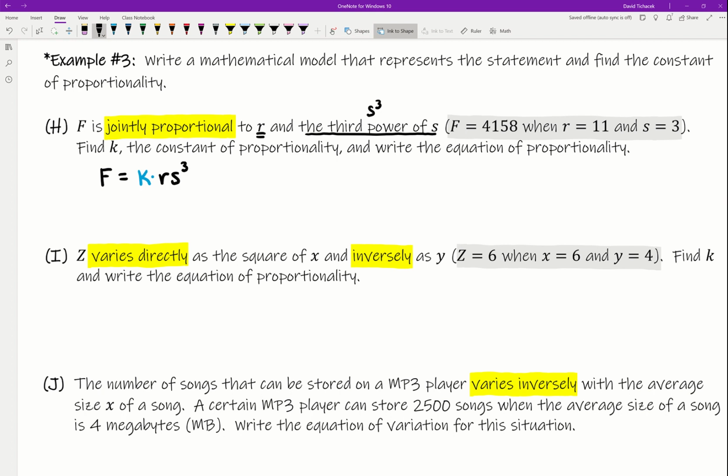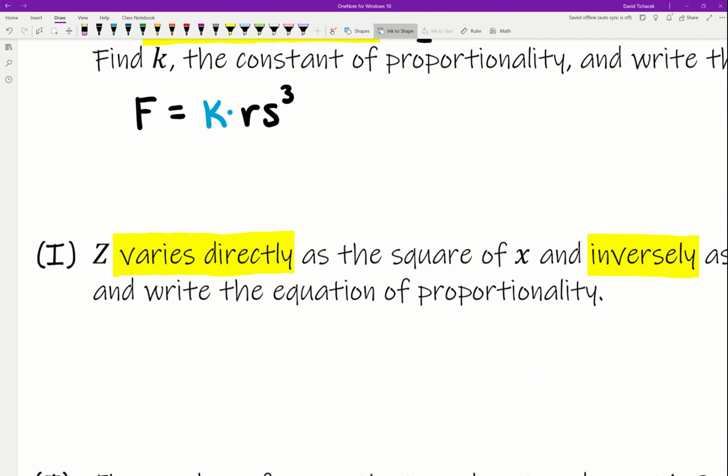Okay, and now in gray they're highlighted, they gave us some values to plug in for F and R and S, and we just have to plug those in, because you'll notice what they ask us to do is find what k is and then write out an equation of proportionality. We'll talk about what that means here in a moment. But what we're now going to do is go ahead and plug in the different things that we know can be substituted in for these variables, right?